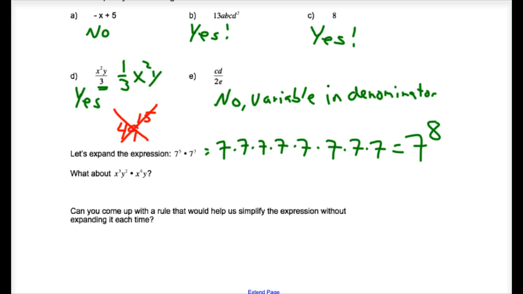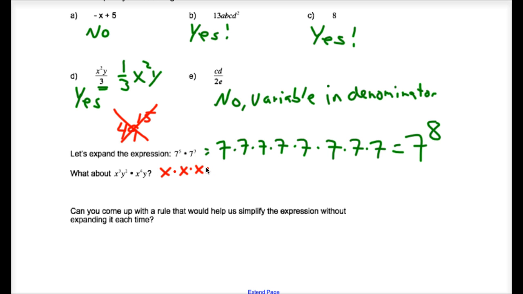So, what if you change that and start dealing with variables instead of numbers? What do you think x cubed y squared times x to the 4th y is? Big hint: expand it and then condense it. You're going to learn the rule in a minute. If you're not sure, expand it, condense it, and see if you can figure out the rule. Val, what do you know? X to the 7th power times y cubed. Correct.